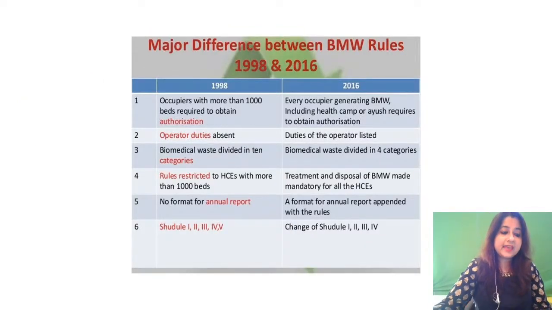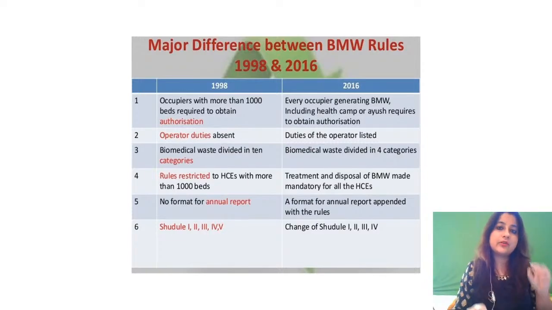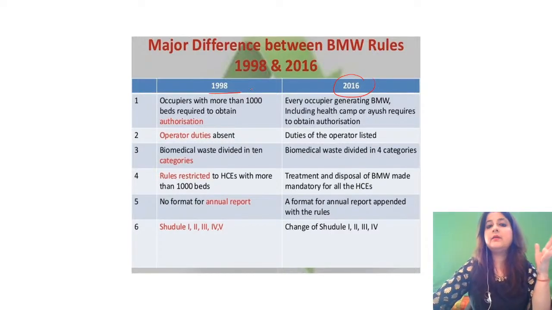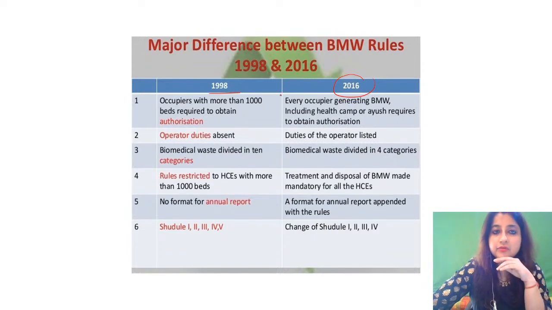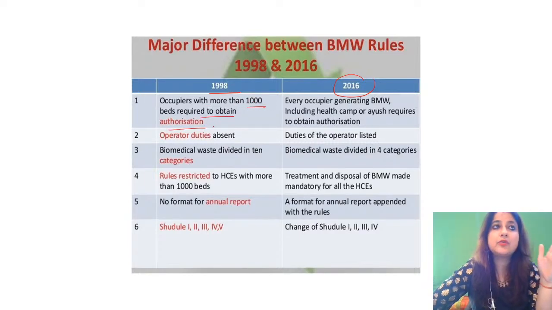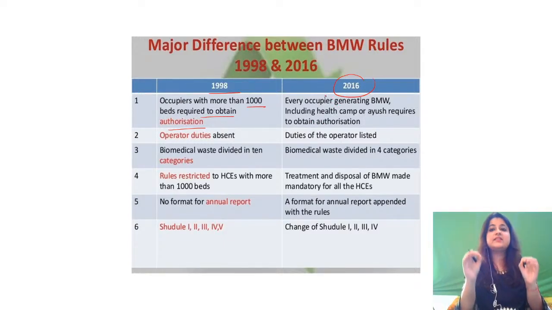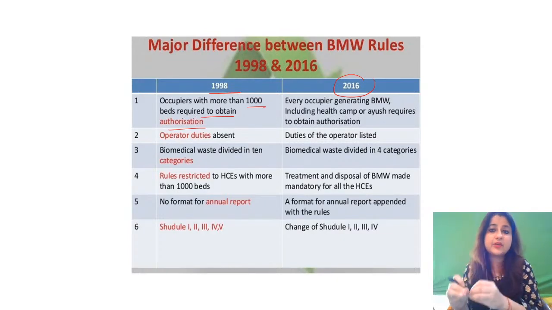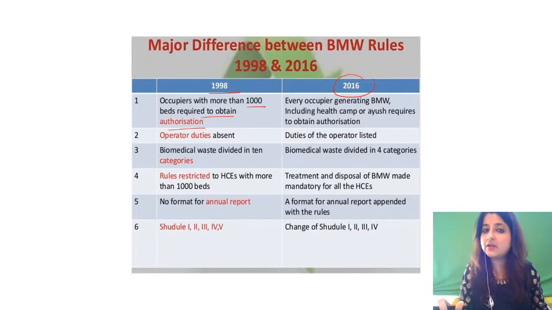Now which year rules do we have? This could also come as an MCQ. Right now we have BMW rules 2016. The 1998 rules were the old ones. In this, you have to know some of the differences. The 1998 rules were applicable to occupiers who had more than 1,000 beds and were required to obtain authorization. Now every occupier who is generating biomedical waste, including waste generated in health camps or Ayush, also requires authorization.